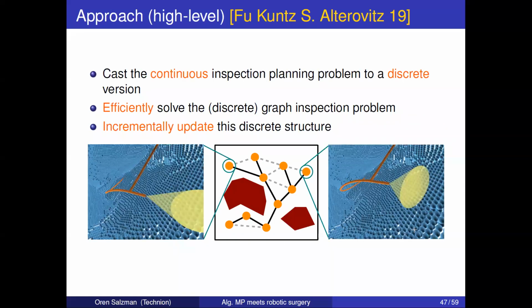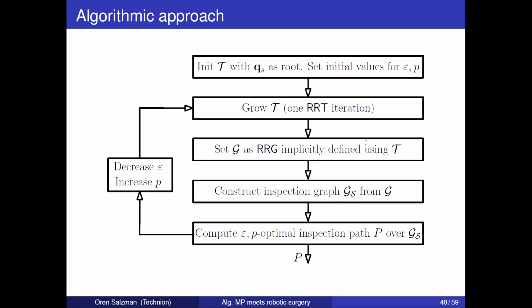So the approach, very similar to the sampling-based paradigm, is to cast the continuous inspection planning problem to a discrete version on a graph. This graph is going to be a bit different than, I don't know, PRM roadmaps. And then we're going to have a very hard problem of how to search this discrete graph. And since we want to converge to the asymptotically optimal path, we're going to incrementally update the discrete structure and recompute paths in this graph. So this is kind of an approach.